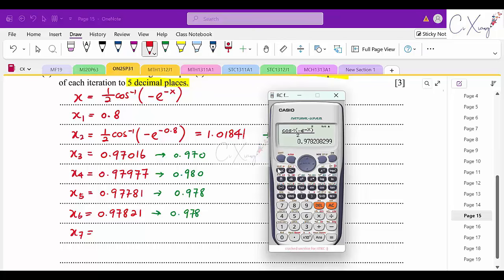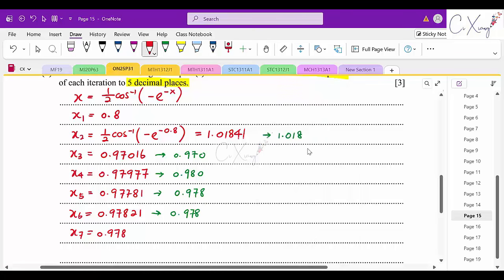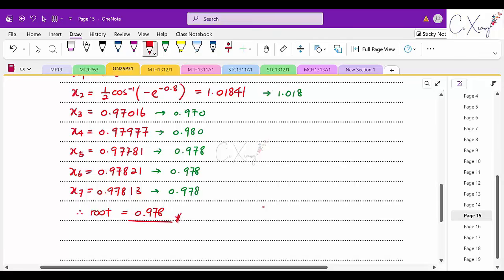So let's continue further. Calculate 0.97821. Then press equal sign. You'll get 0.97813. Double check it with the 3 decimal places answer. It is 0.978. So it means that we are confirmed the root will be equal to this 3 decimal places answer, which is 0.978.